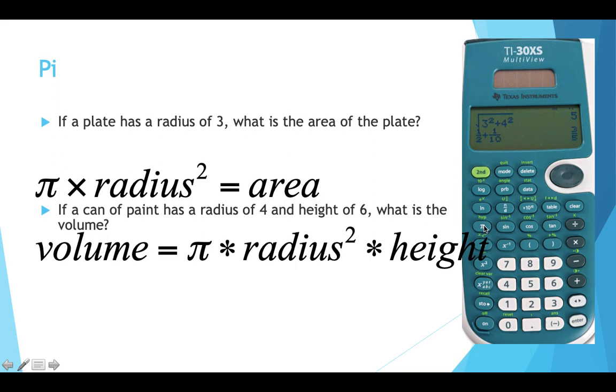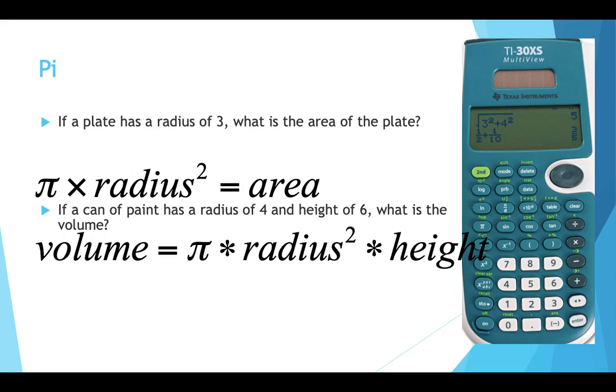Pi, and then you'll say times, and the radius is 3, and then you have to use the x squared because it's squared. That answer will give you 9 pi, which means still 9 times pi. If you want to get a whole number answer, though, you'll have to hit that convert button right there. If you do that, it'll give you 28.27, and it keeps on going.